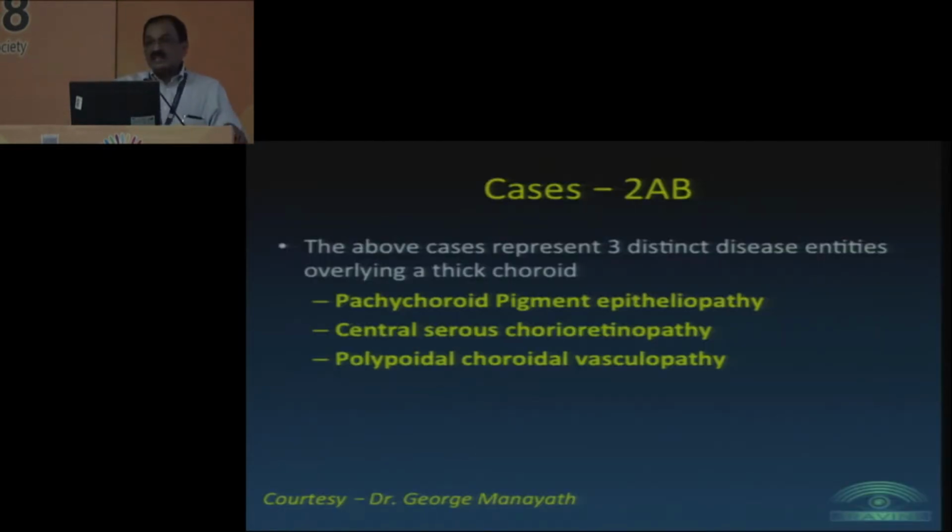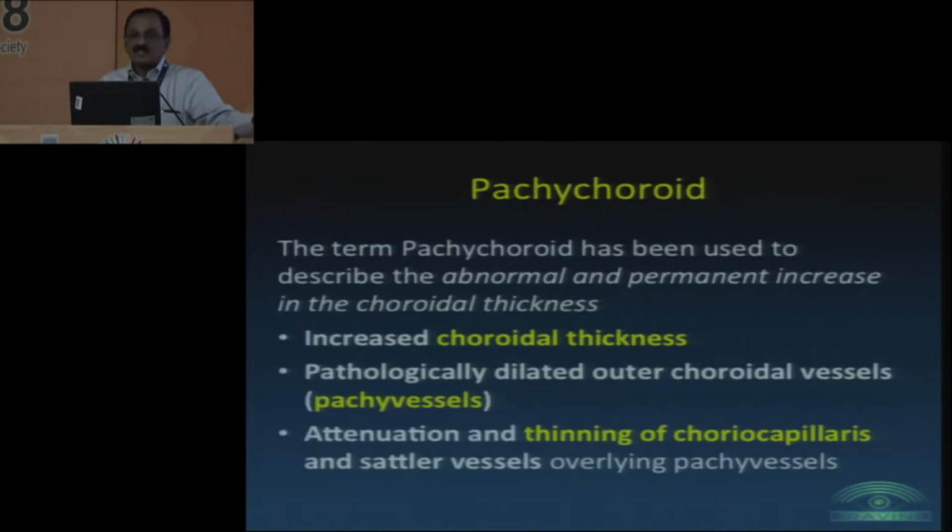So these cases represent three distinct entities, what you will be hearing more often as pachychoroid diseases. Pachychoroid pigment epitheliopathy, central serous chorioretinopathy, and polypoid choroidal vasculopathy can exist as a spectrum of the disease. The term pachychoroid is actually used to describe the abnormal and permanent increase in the choroidal thickness with increased thickness of the choroidal vessels, which we call pachyvessels, and there is thinning of the choriocapillaris and the Sattler's vessels overlying this.